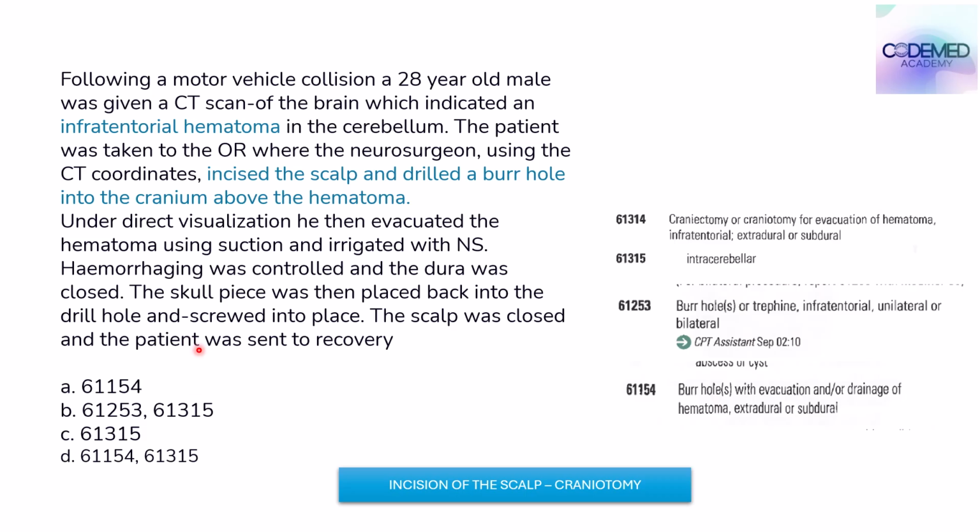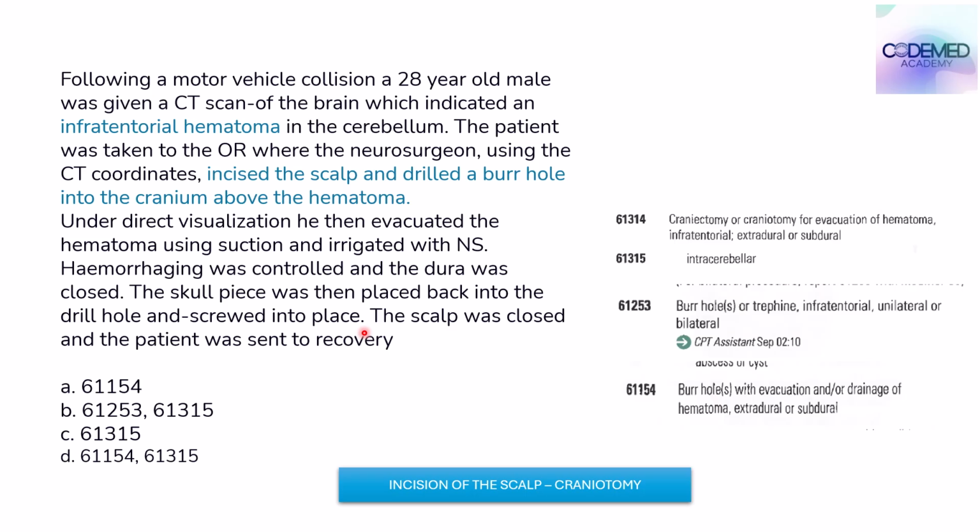Now here there are three important things. First is the infratentorial hematoma in the cerebellum. Second important thing is they started with a burr hole, but there is an important sentence that the skull piece was then placed back into the drill hole and screwed into place. That means this is a case of craniotomy. They must have started with a burr hole, but when they realized they require better visualization and a wider window to access it, they increased that, took out the piece of skull, treated the patient and replaced it back. So that is a craniotomy that has happened.